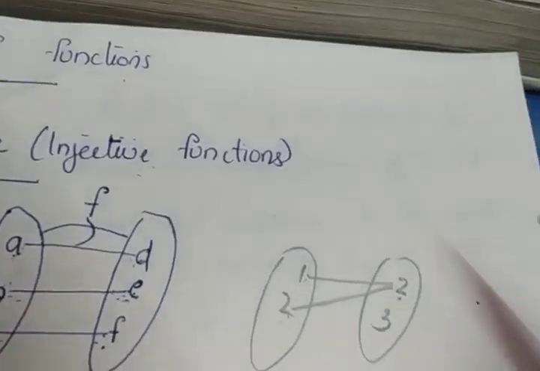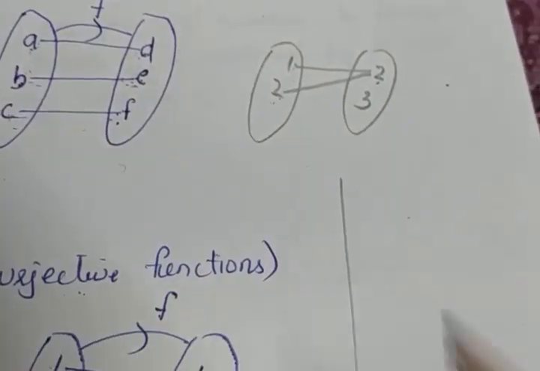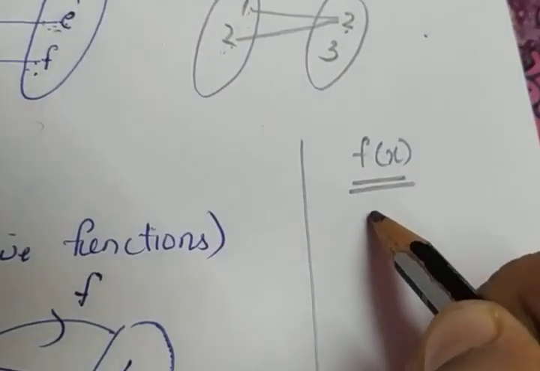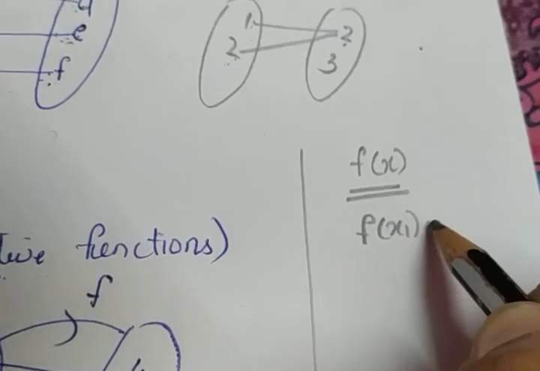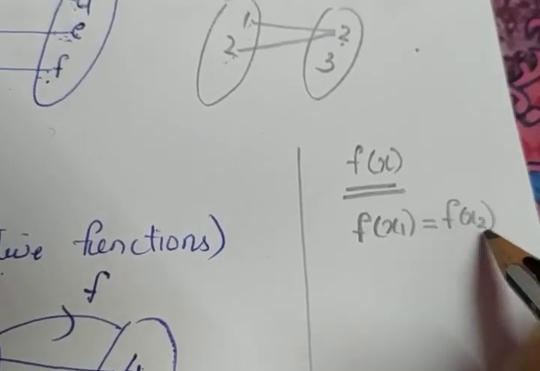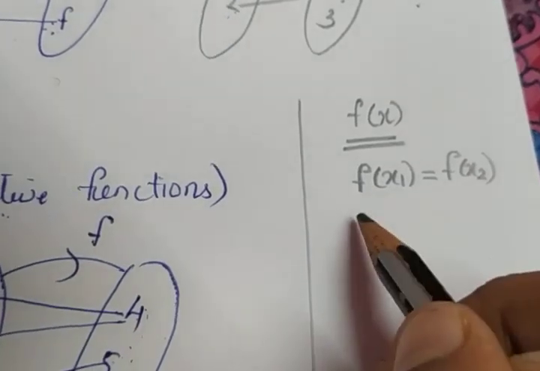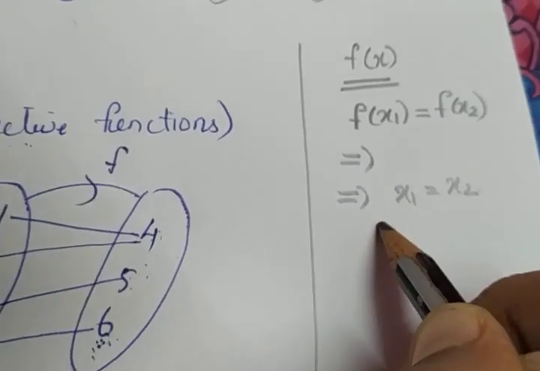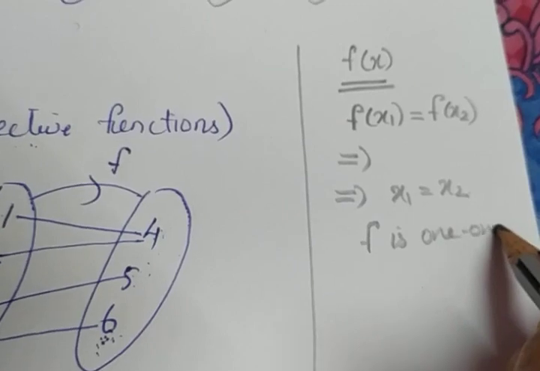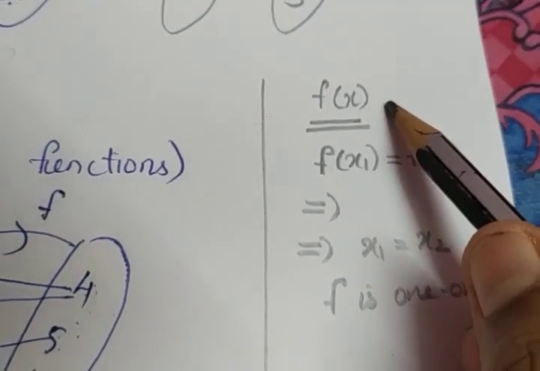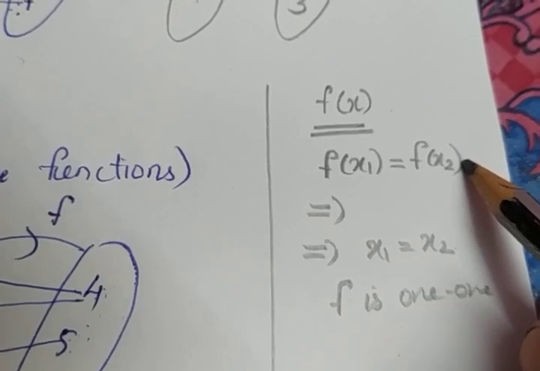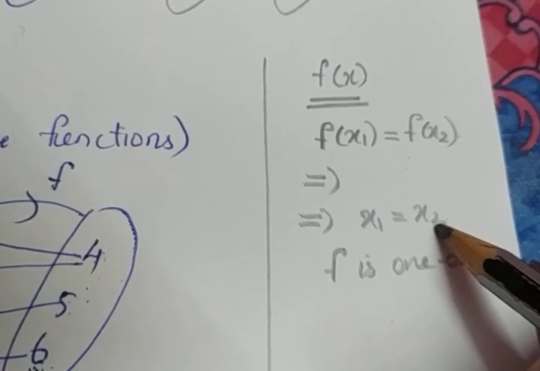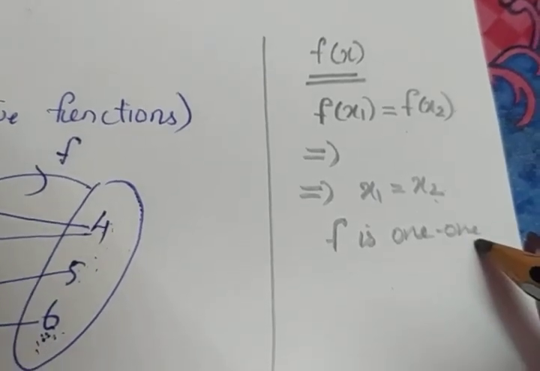Again, to check whether F is a 1-1 function, suppose that I have to check whether F is 1-1. What I will do is take F of x1 equal to F of x2. I will start with the equality F of x1 equal to F of x2, and after some steps, if I am getting the answer x1 equal to x2, then we will come to the conclusion that F is 1-1.